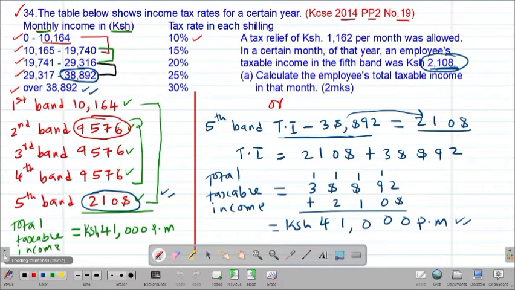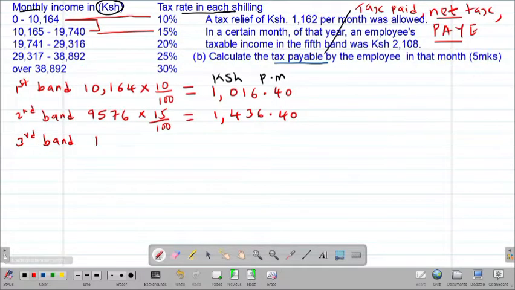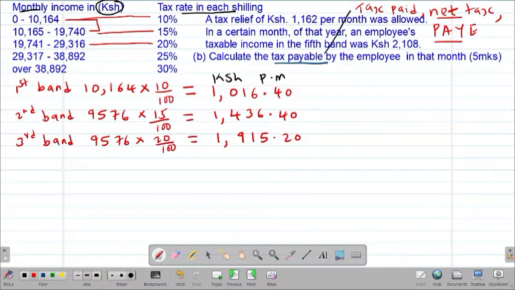We had already subtracted. In the third slab, the difference was still 95.76. So I'll just take 95.76 multiplied by the tax rate, which is 20%. So 20 over 100. You feed this on your calculator. Your calculator should be able to give you 1,915 and 20 cents. Then we move to the fourth band, or the fourth slab.